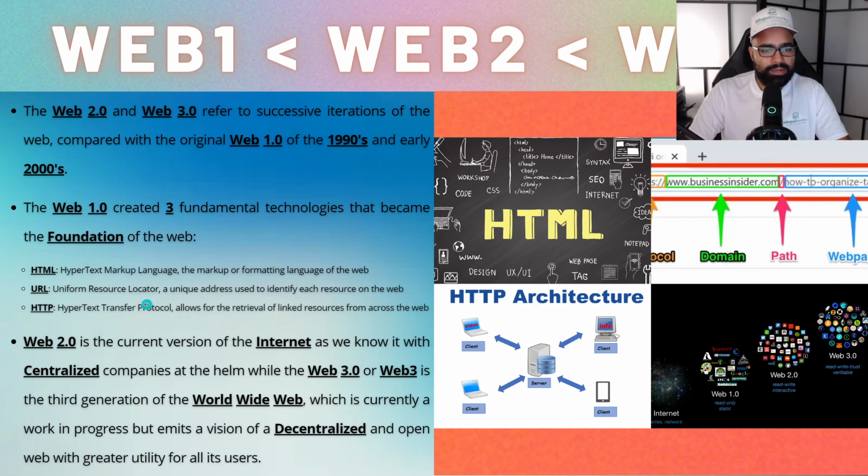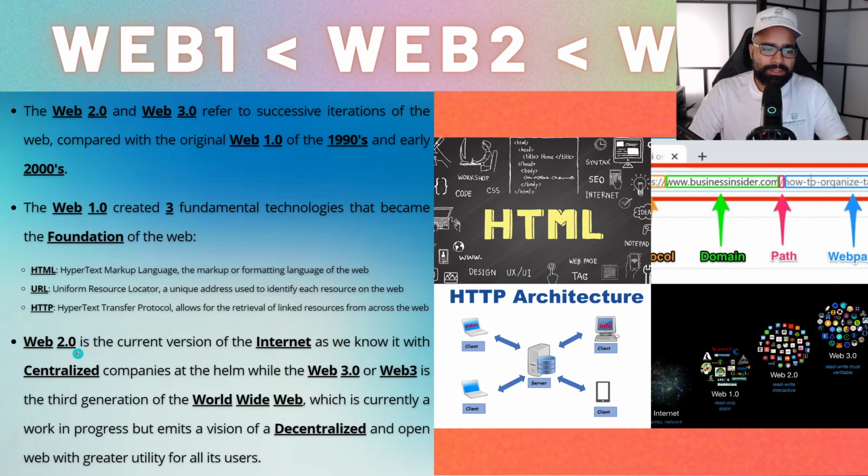And then number 3, HTTP, Hypertext Transfer Protocol, allows for the retrieval of linked resources from across the web. Here you can briefly see the protocol, which is the type of protocol that we use to communicate around the world and make sure we pull the resources that we need from the internet, just to keep it simple. So that was big in Web 1.0. It was the foundation for the internet as we know it.